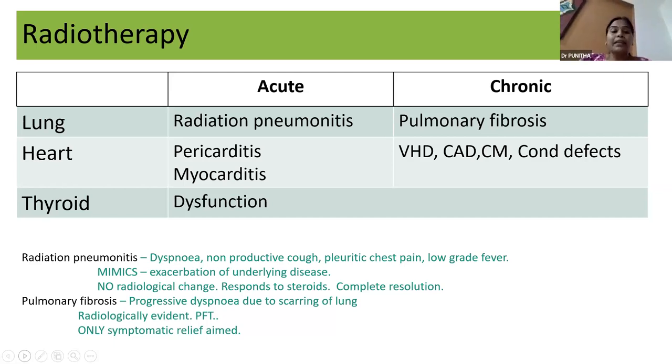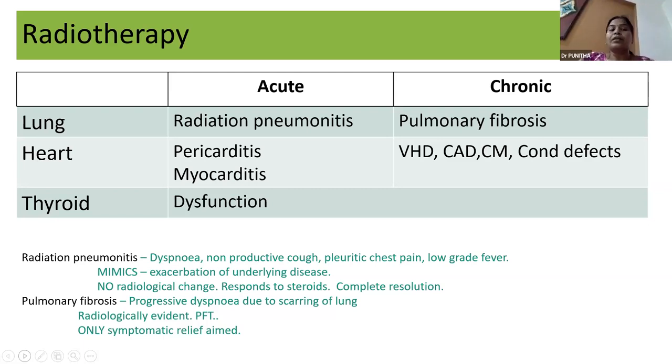The patient may present with dyspnea, non-productive cough, pleuritic chest pain, or low-grade fever. It can mimic an exacerbation of underlying pulmonary disease. There are no radiological changes. Usually they are treated with steroids and the resolution is complete in acute radiation-induced lung injury. While the chronic injury is pulmonary fibrosis, the patient presents with progressive dyspnea due to the scarring of the lung. It is radiologically evident. The PFT might pick up the restrictive lung disease. Only symptomatic relief is aimed and the steroid doesn't help in chronic radiation injury.